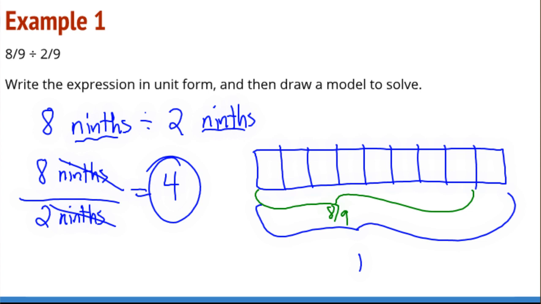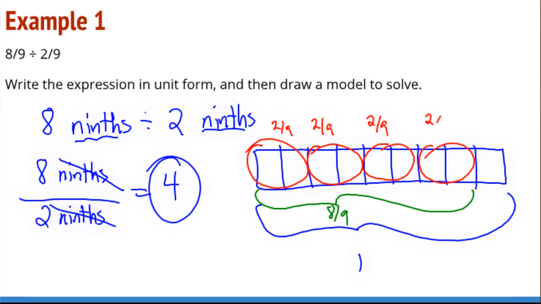And in measurement division, I would answer the question, how many groups of 2 ninths can I make? So I am going to go through and make some groups of 2 ninths. Here's 2 ninths, and here's 2 ninths, and here's 2 ninths, and here's 2 ninths. So I've got a group, a group, a group, and a group. And there are 4 groups. 4 groups of 2 ninths.